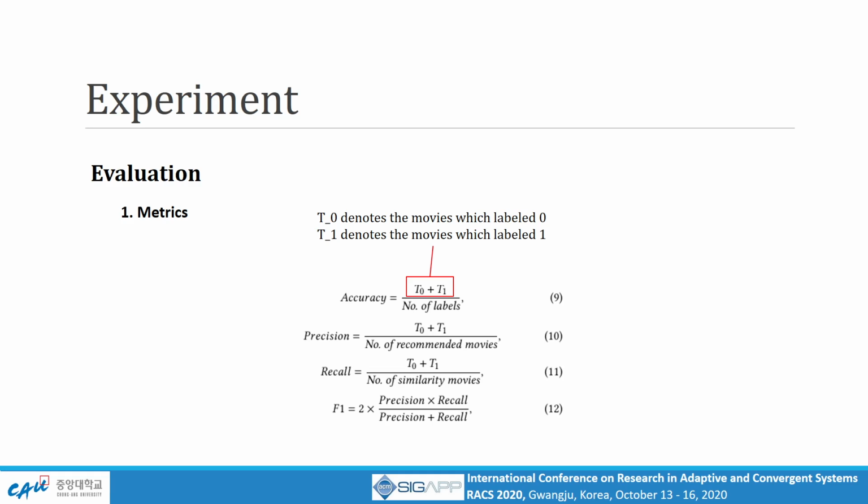So we use the evaluation metrics including accuracy, precision, recall, and F1. The accuracy is the proportion of correctly predicted labels over the total number of labels, for example, in this work, 100. Precision is the fraction of actually similar movies among the list of recommended movies. The recall is the fraction of the similar movies that are recommended over the total number of similar movies. The F1 score is a combination of precision and recall criteria.